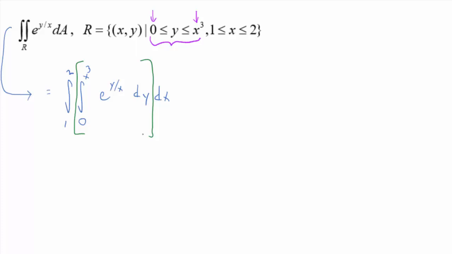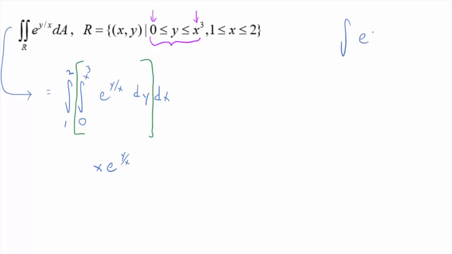So what's the antiderivative of e to the y divided by x with respect to y? Well, start with just e to the same exponent. But then you have to take into account that you're multiplying y times the constant 1 over x with respect to y. 1 over x is a constant, right? So what's going to go on the outside here? Just x. So how do you remember that? I'll show you the trick.